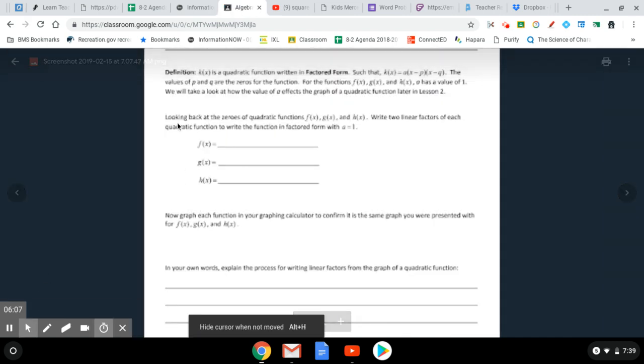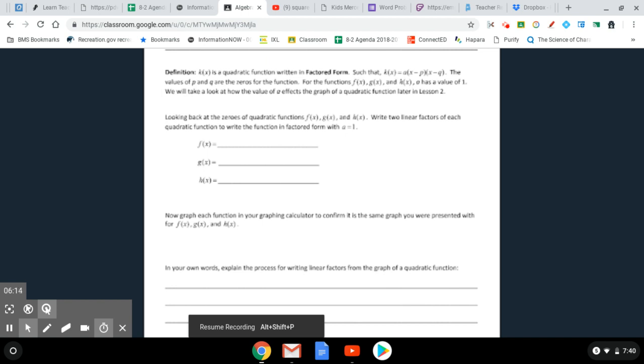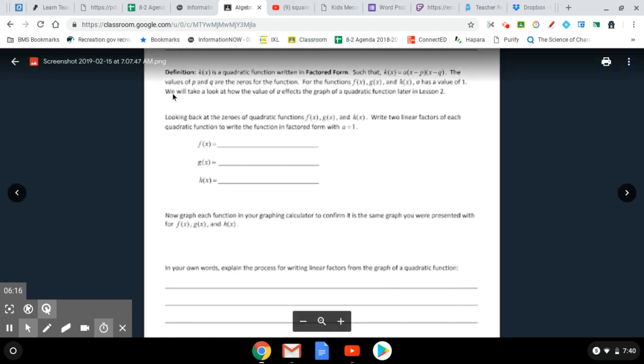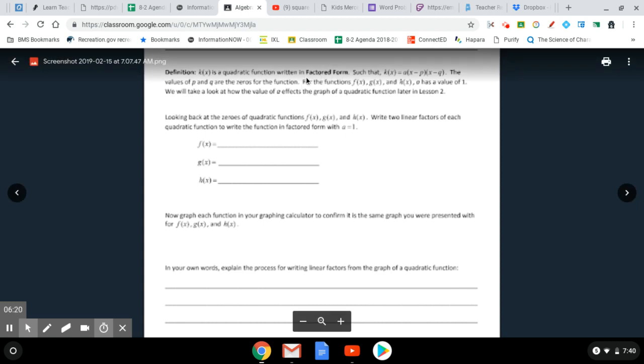Okay, so now what we have here is a definition that's basically telling us that the equations we were looking at are called factored form. They're the factored form of a quadratic function. All of this is really just saying that these P and Q just come from the zeros of the function.